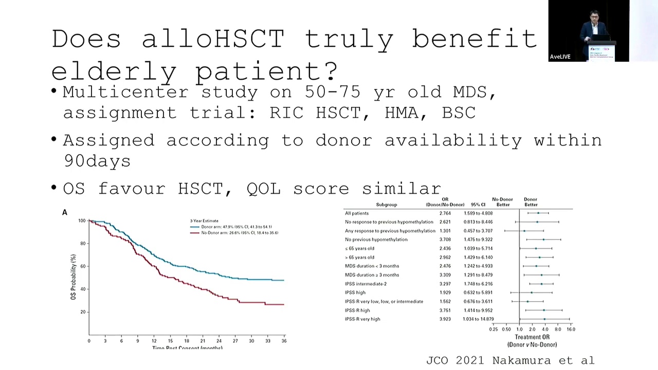So the next question is, does allogeneic transplant actually truly benefit our elderly patients? The answer is yes. This is from a multi-center study looking at MDS patients. Of course, it's not a randomized study. They assigned a category according to donor availability. And you can see that whoever had a donor and underwent a RIC conditioning transplant did much better OS-wise compared to a hypomethylating agent or BSC. And at the same time, the quality of life seems to be similar.